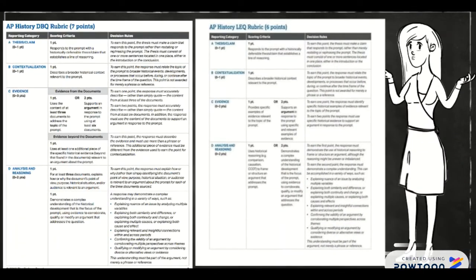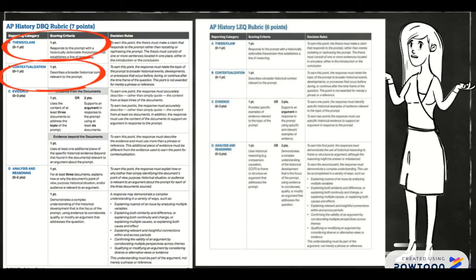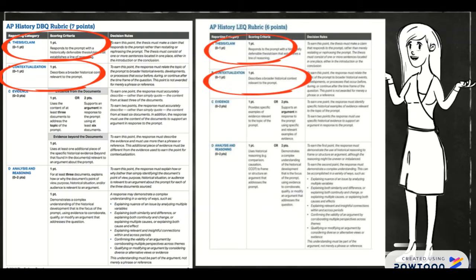Let's take a look at those DBQ and LEQ rubrics. You can see that on the DBQ, the thesis and the context are 1 point each out of 7 points on the DBQ rubric. Out of 6 points on the LEQ rubric, the thesis is 1 point and the context is 1 point.